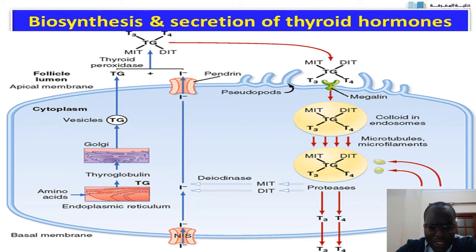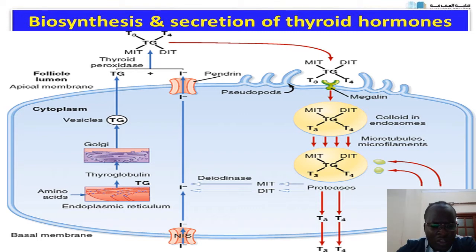It's the same information here, but just expanded for you to appreciate more. So you can see the production of the thyroglobulin. You have the amino acid tyrosine that will be incorporated within the thyroglobulin molecule. Then it will be modified by the Golgi apparatus, transported by vesicles with the influence of molecular motors. Then we have exocytosis of thyroglobulin protein.